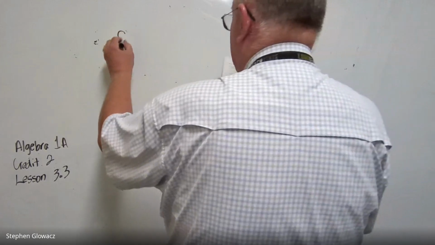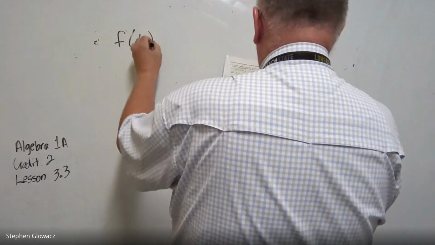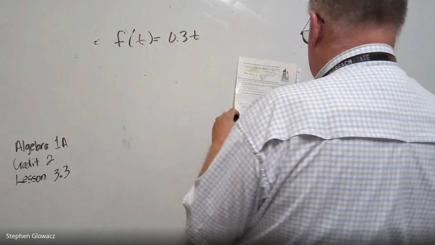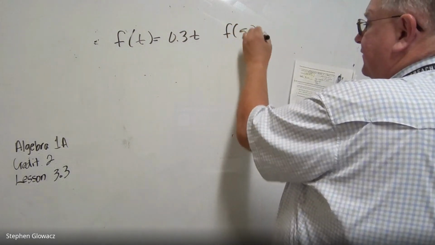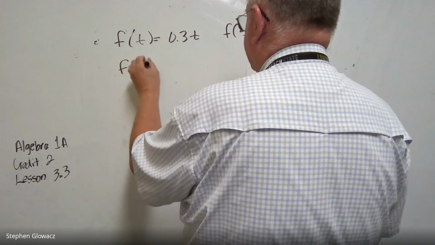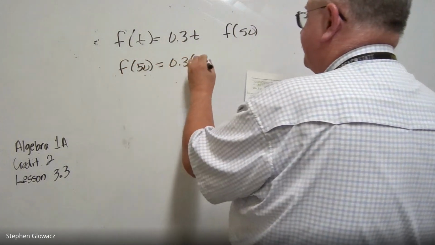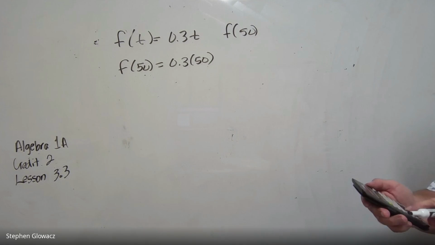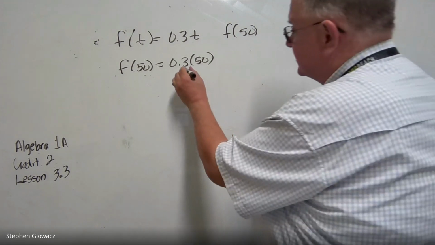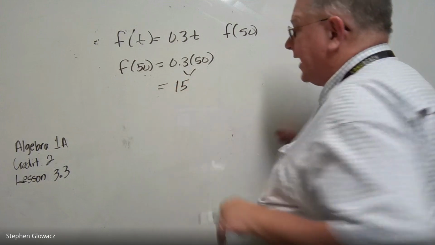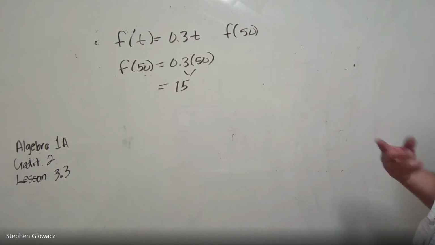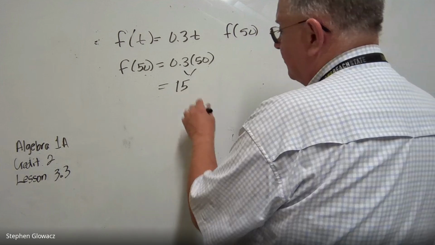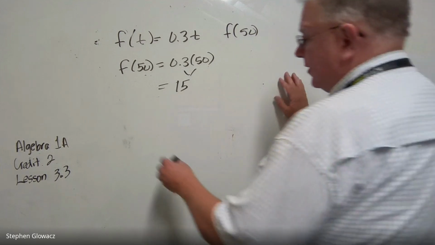All right, so in our example, we're going to do f of t equals 0.3 t, and we're going to find the value of f of 50. In other words, the height of the plant after 50 days. So we substitute 50 in for t, and then we only have one operation, just multiply 0.3 times 50, and that gives us 15. Now again, interpreting the answer in context, demonstrating that we know what that answer represents.